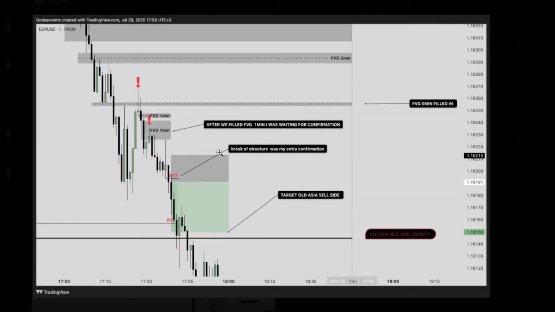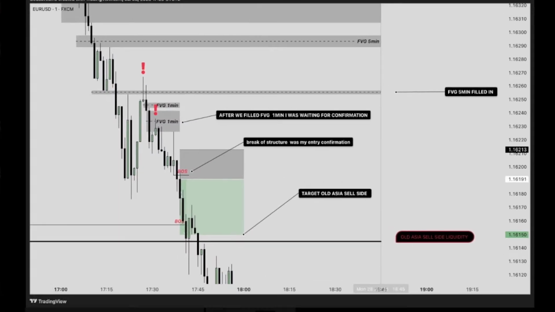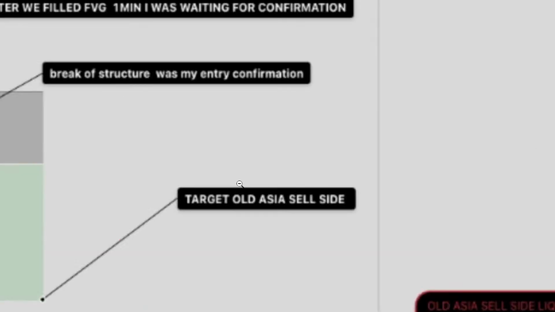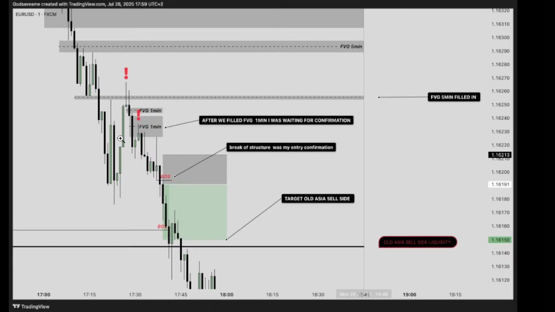Okay, here's the trade. Okay, this is good. This is very good. Let me zoom in. So it zoomed in a lot, which is a bit annoying, but it's okay.